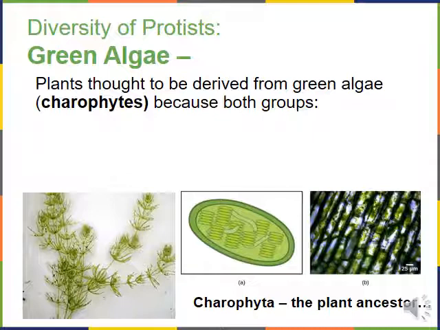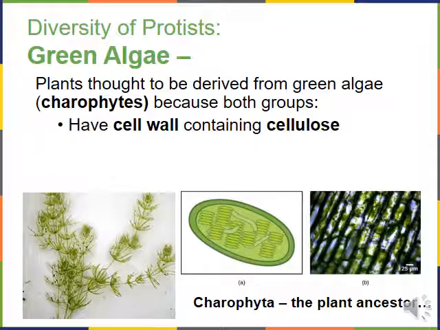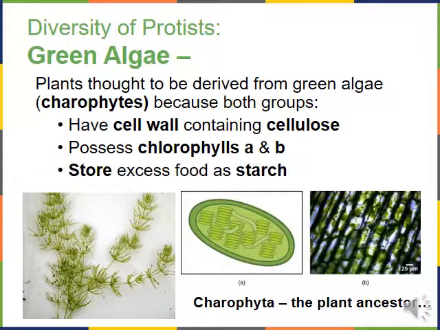So highlighting green algae, plants are thought to be derived from green algae, or a certain group called charophytes, because both groups, charophytes, green algae, and plants, possess similar traits. Those traits include a cell wall that contains cellulose. Also, both can possess chlorophylls A and B. And lastly, both green algae or charophytes and plants are able to store excess food as starch. And so that's an important list of three lines that talk about how plants and green algae specifically are very similar.